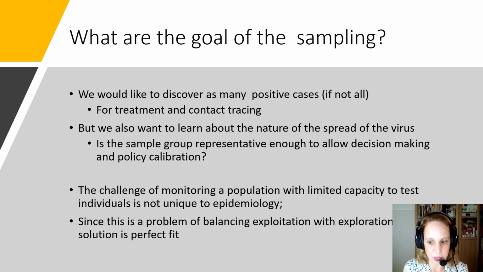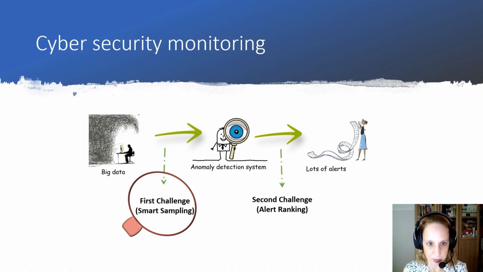But why are we testing? What would we like to achieve? We would like to discover as many positive cases, if not all of them, for treatment and for contact tracing, as we discussed before. But we would also want to learn about the nature of the spread of the virus. Is the sample group representative enough? Just like in the elections. So we have two goals, and we have to keep it in mind in order to do our sampling right.